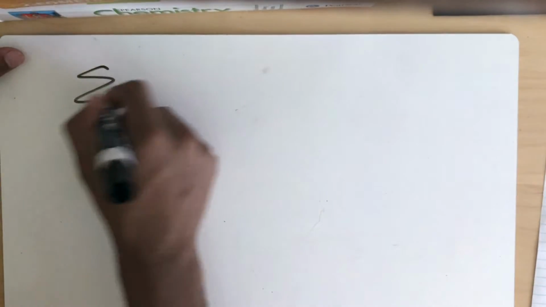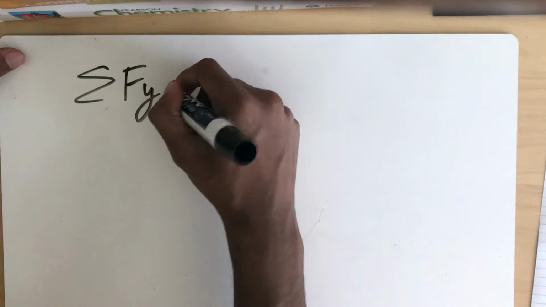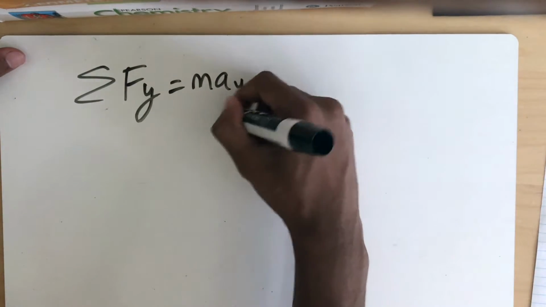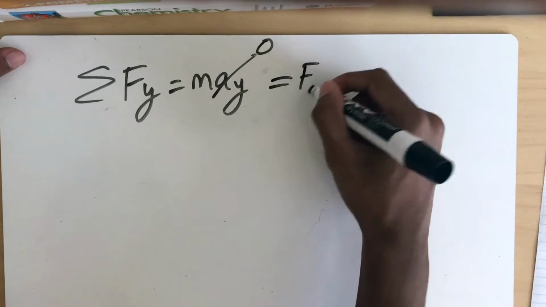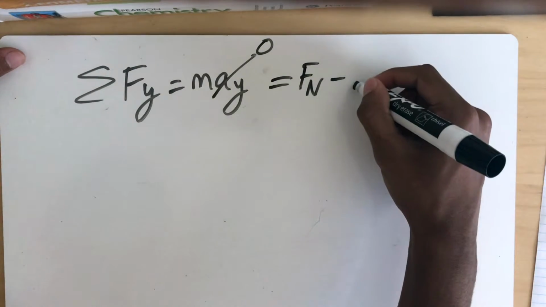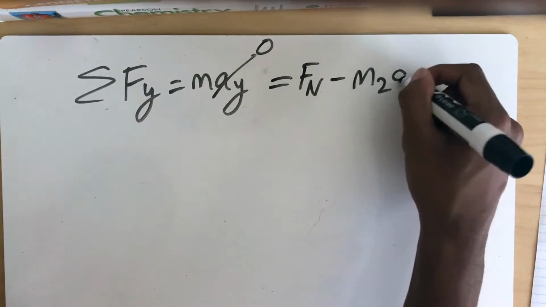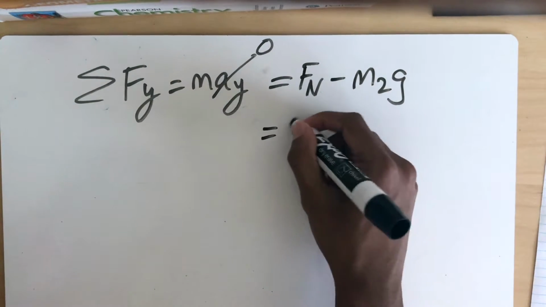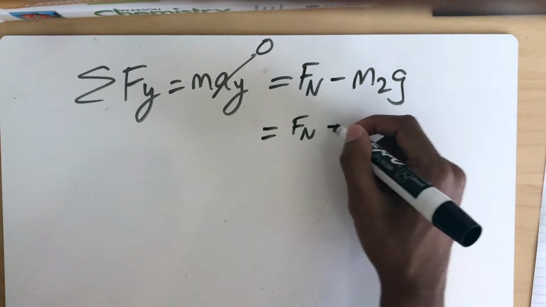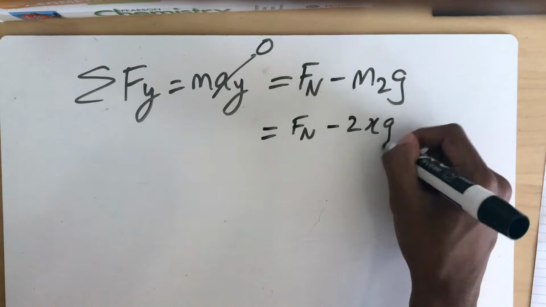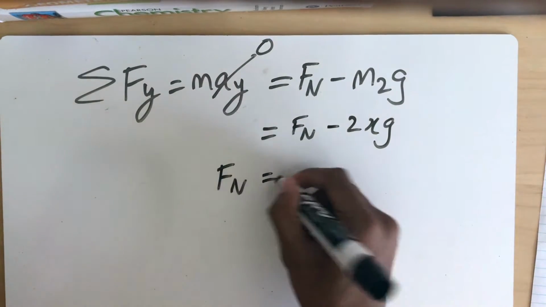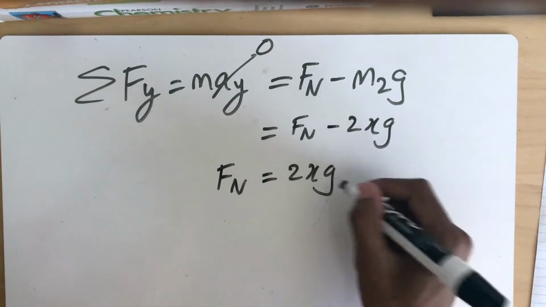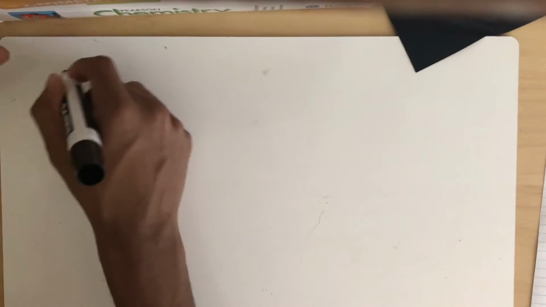Next, for the sigma F statements of block 2, in the y direction, we're going to have m2 times a in the y direction, which is 0 because the block is not moving in the y direction up or down, which is equal to force normal minus the force of gravity on the block. And we're going to have force normal minus 2xg, and the 2x is, again, just given from the mass of the block. And moving around, we can get Fn equals 2xg.